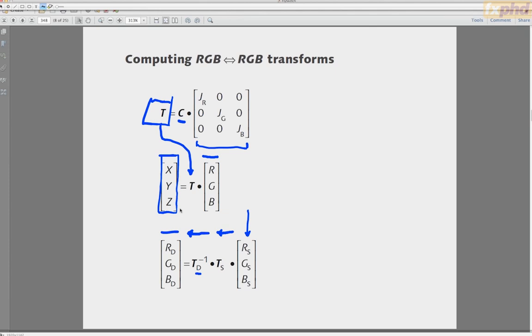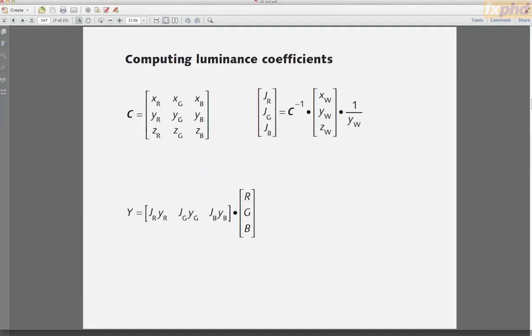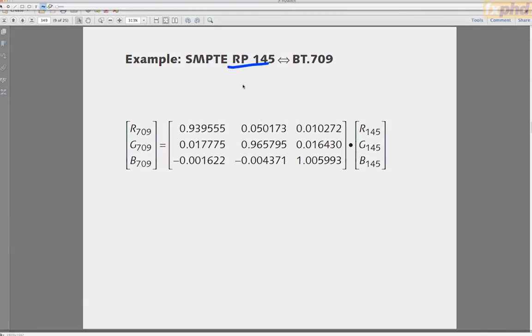Now, the example that I showed a few moments ago was the matrix. Oh, I'm sorry, I'm losing track. So one example is to go from 709 HD flavor, other way around, from SMPTE RP145, which is basically standardized SD space. So SMPTE RP145 describes SD today, the primaries, and 709 is, of course, HD primaries. So how do you get from one to the other?